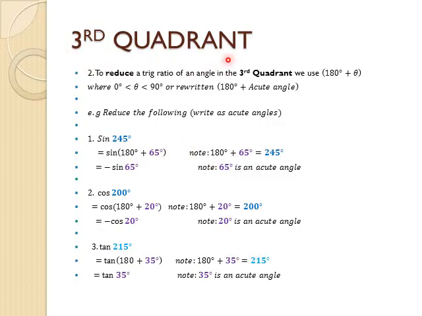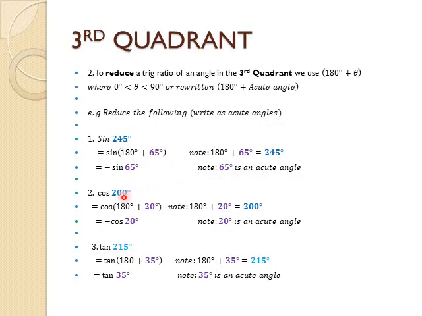Alright, now when we say third quadrant, we're talking of all angles from 180 to 270 degrees. So to reduce in the third quadrant, it will be 180 plus theta. And remember, theta is always an acute angle. So you see 245 is bigger than 180, less than 270. So 180 plus 65 gives me 245. If I reduce in the third quadrant, sine is negative.